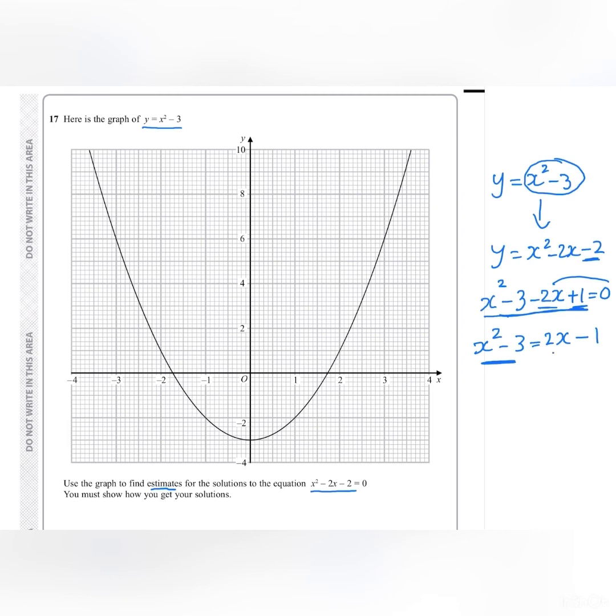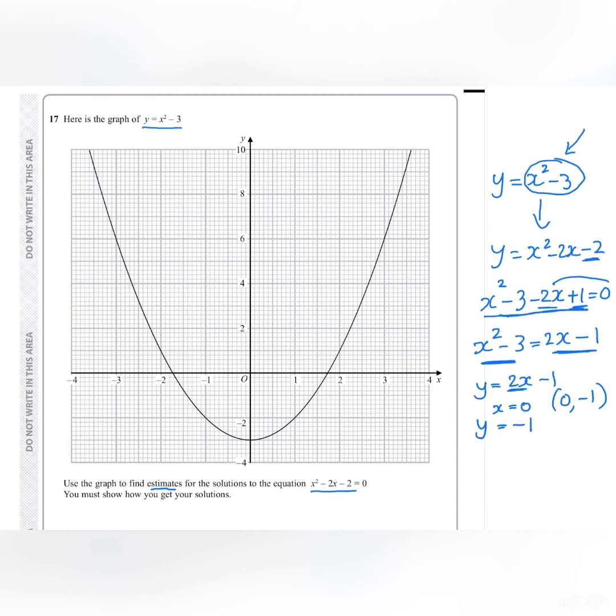So that means we need to draw a line for y equals 2x minus 1, and wherever that line crosses the equation x squared minus 3, we will have to read the solutions at those two points. Okay, so when you draw or sketch a graph, I'm just going to find two values. When x equals 0, y would equal, so 2 times 0 is 0, y is minus 1. So one set of coordinates is 0 and minus 1.